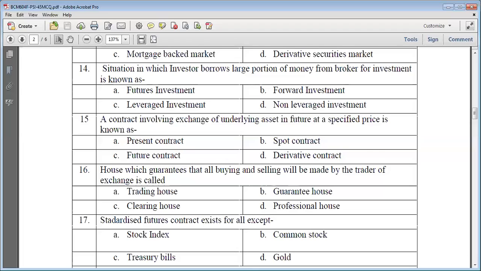Now we are moving to question number 17.